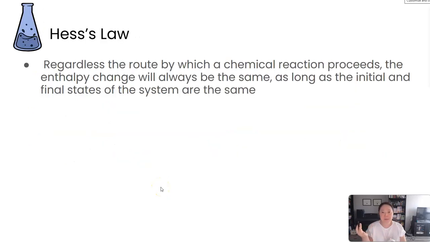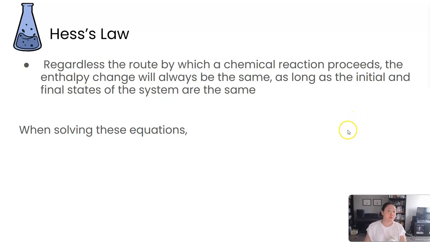So Hess's law is basically saying it doesn't matter what road you take to get to a particular reaction. As long as the initial and final states of your system are the same, you can add as many reactions as you want, and you will get the enthalpy. The enthalpy works out.